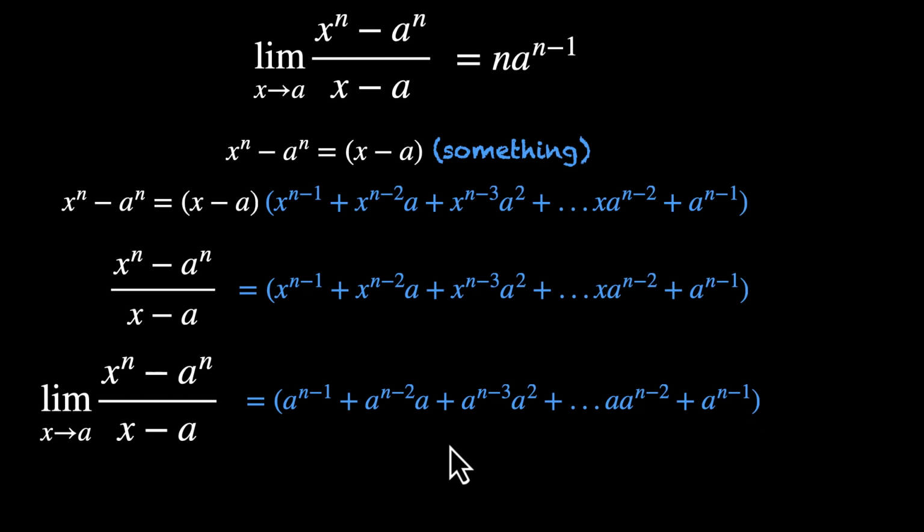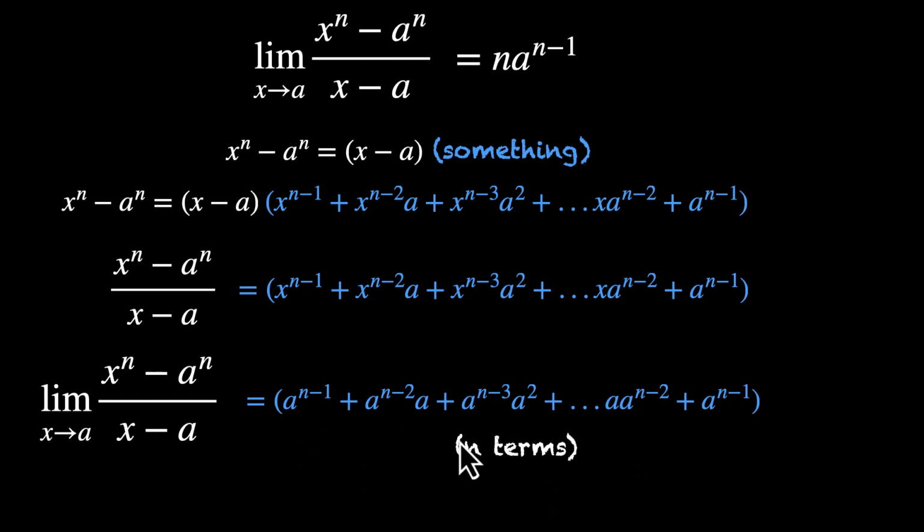And how many terms do we have? Well, we have powers from a^0 to a^(n-1). So from 0 to n-1, we have n terms. n-1 plus 1, that's n terms. This means this will have n terms.